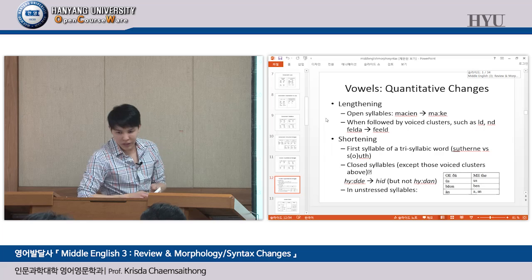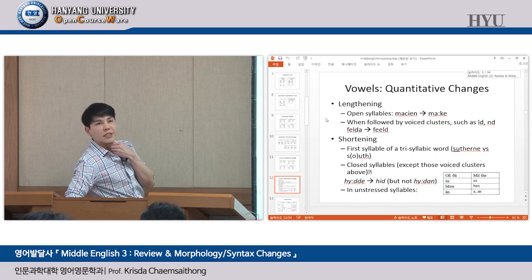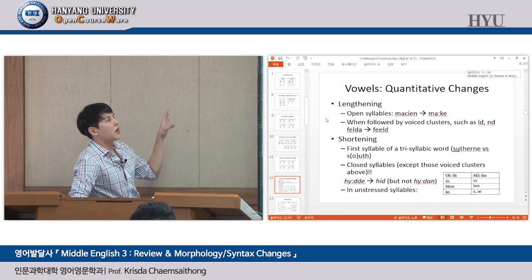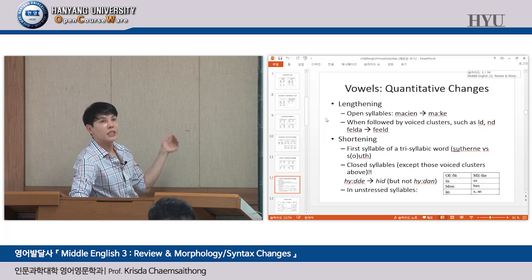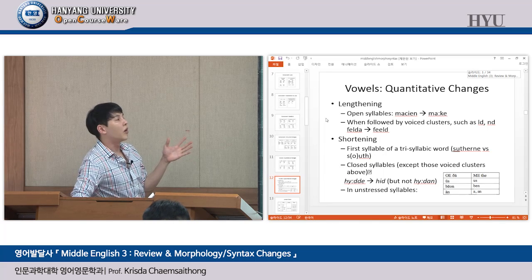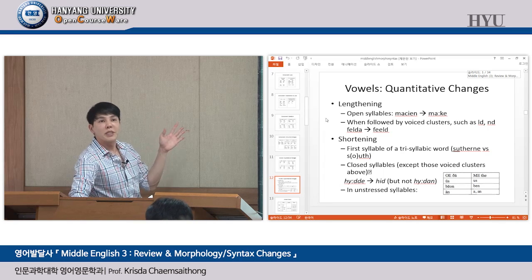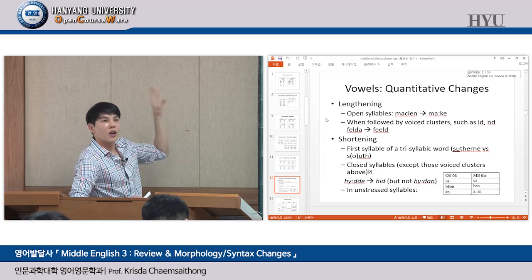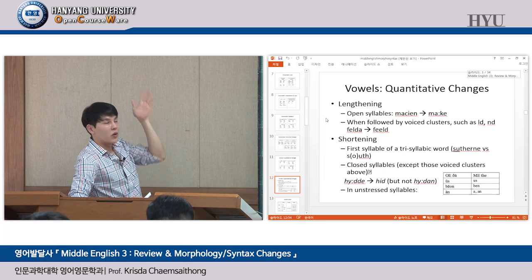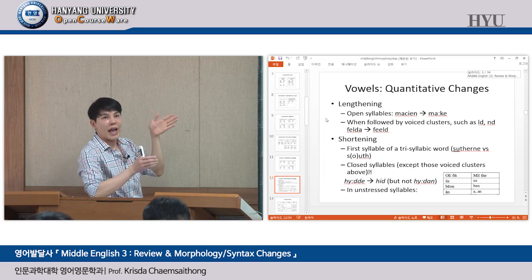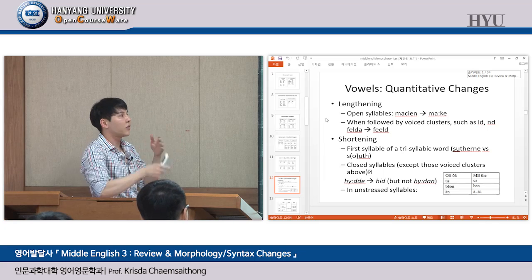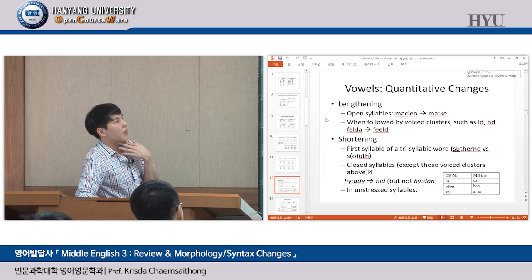And finally, we talked about quantitative changes, right? So one vowel is lengthened or shortened. So that's quantity, how long we pronounce a vowel. Lengthening occurs in open syllables. Open syllable meaning when you have a consonant and a vowel, and then there's no consonant that acts as a coda to close it off, like makian.